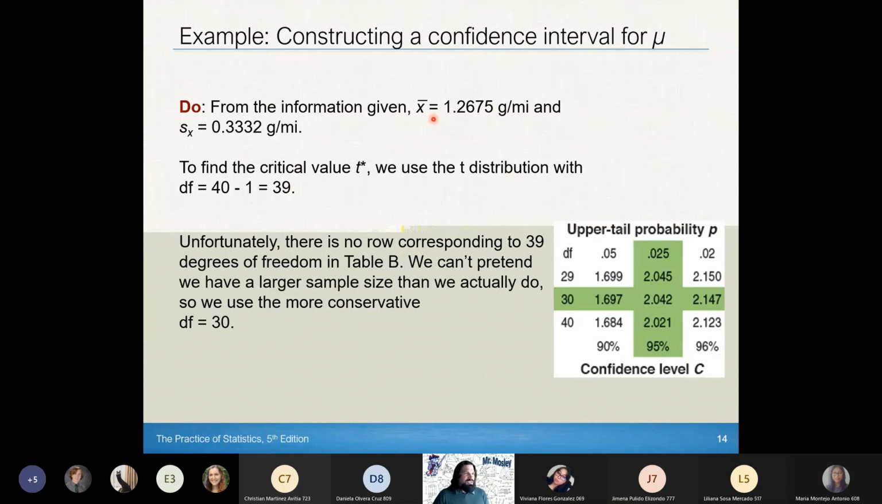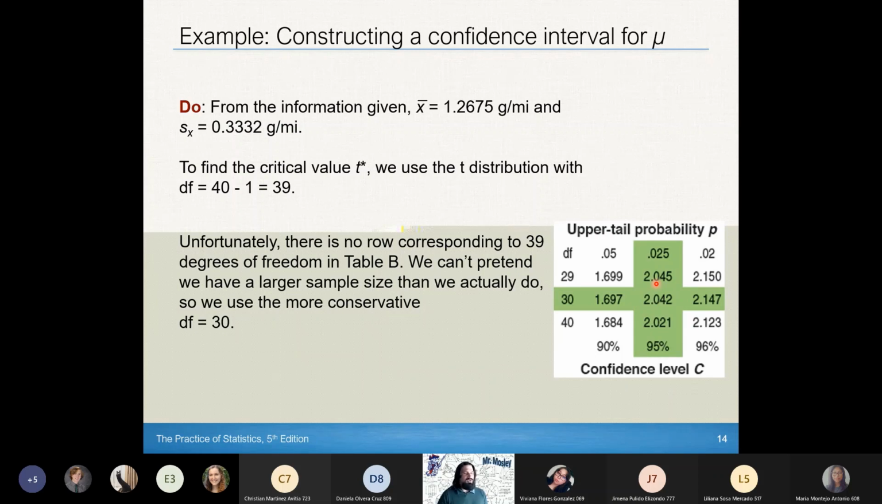From the information given, x bar is equal to 1.2675 grams per mile, and the standard deviation of our sample is 0.3332 grams per mile. To find the critical value t star, we use the distribution with degrees of freedom 40 minus 1, which is 39. Again, there is no row corresponding to 39 degrees of freedom in Table B. We can't pretend we have a larger sample size than we actually do, so we use the more conservative degrees of freedom equaling 30. And we find 95% along the bottom, and at the intersection we get 2.042.